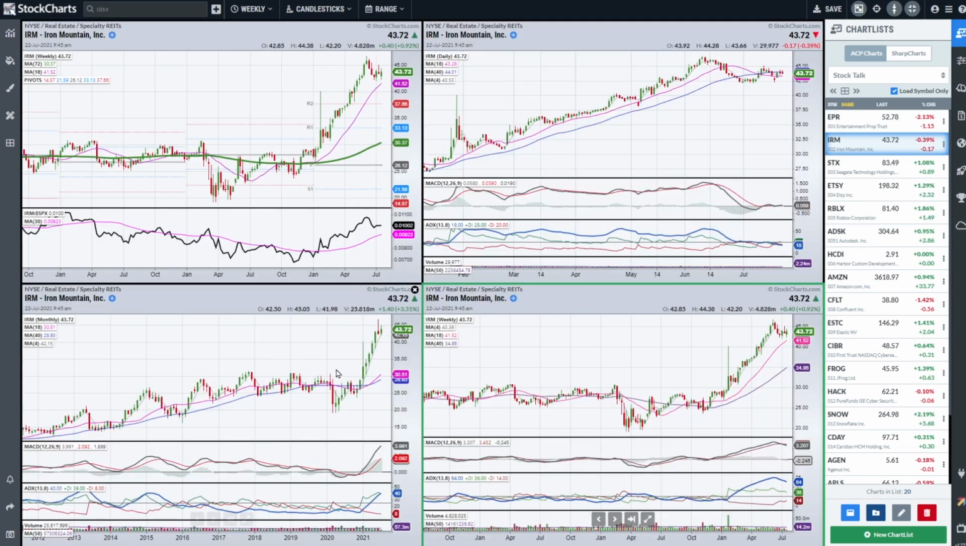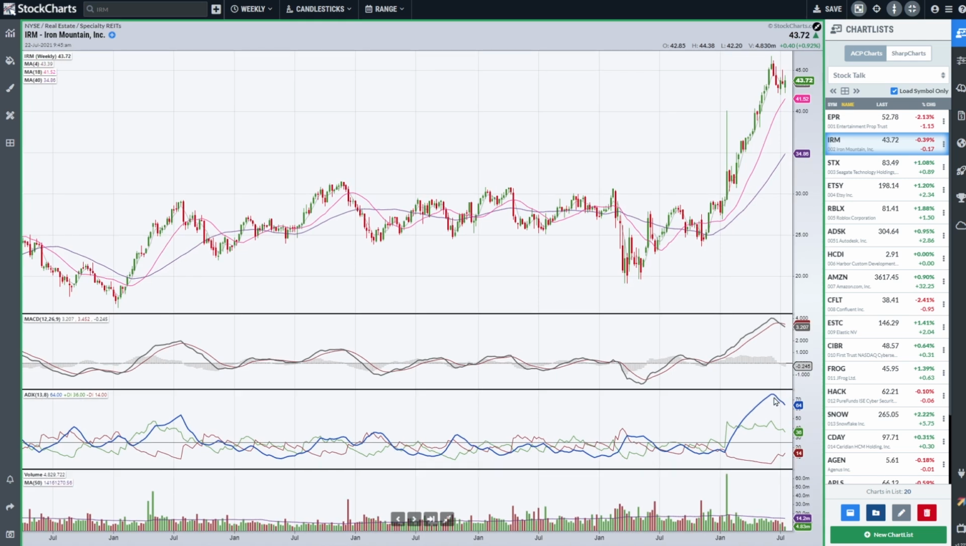IRM, Iron Mountain. This one did make a pretty strong move to the upside on the monthly chart, and we got a little reversal last month, a big reversal bar. So we've gotten extended. It ought to take a little more time consolidating after the ADX on the weekly got up over 70 and started to turn down from there. And if you notice, the MACD was very far away from the zero line and has now turned back down.